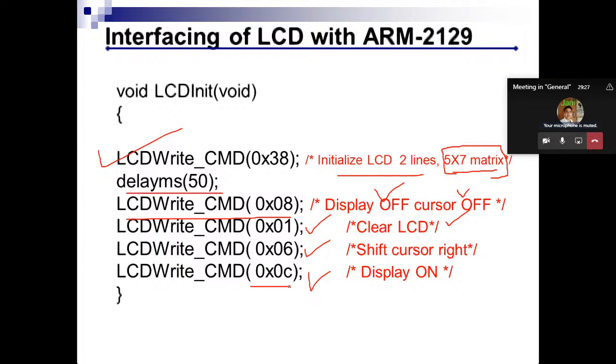All these commands are available in the LCD datasheet. There are many commands available, like you can rotate your display to the right, rotate your display to the left, or blink your display. So there are different commands for the LCD which you can use. But these are very basic commands which are compulsory initially before you use the LCD. These are the compulsory commands that you have to give to the LCD.